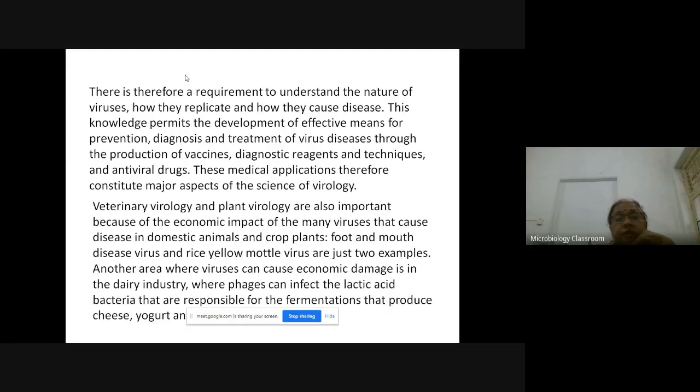This knowledge permits the development of effective means for prevention, diagnosis, and treatment of virus diseases through the production of vaccines, diagnostic reagents and techniques, and antiviral drugs. These medical applications therefore constitute a major aspect of science and virology.